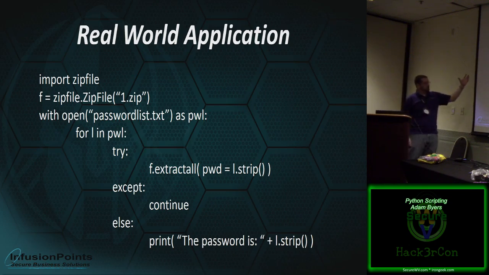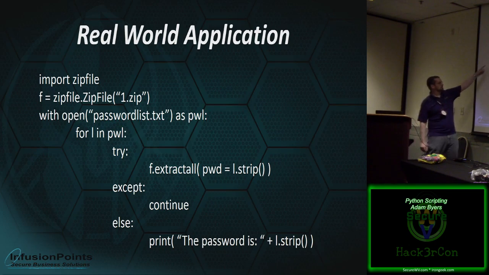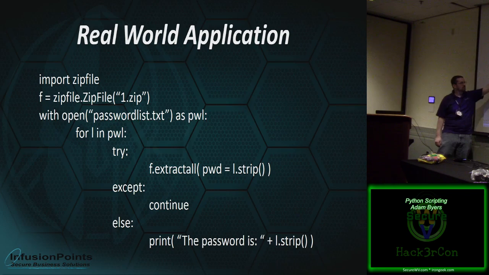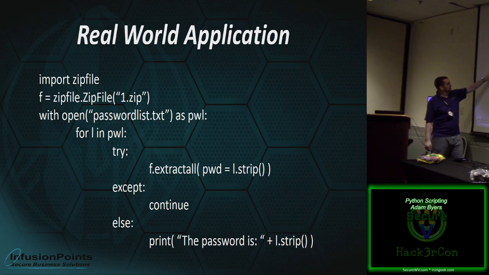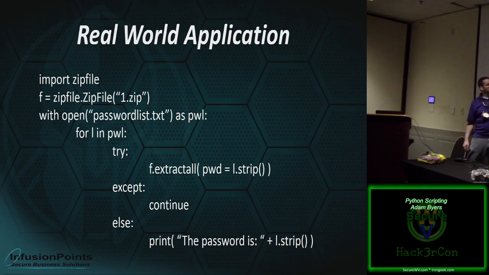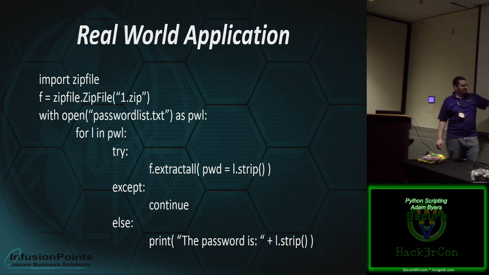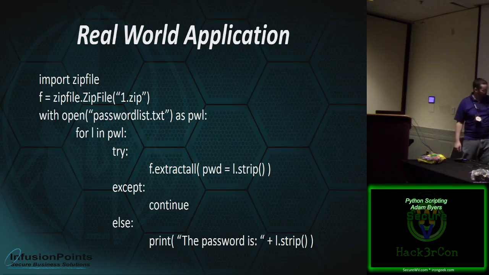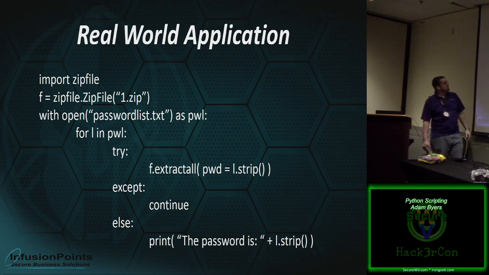Import zipfile. So this is a module that works with zip files. Define our file as zipfile.ZipFile 1.zip. So this just says, okay, it's opening it as a zip file, and I'm opening my password list, and PWL is the password list, and then saying, for each line in my password list, try to extract it. And if it fails, I don't really care, right? Otherwise, if it's successful, print this out, and down here I should probably have a break. So when I break out of the loop, we don't care about all the other passwords because we've already found the correct one, right?